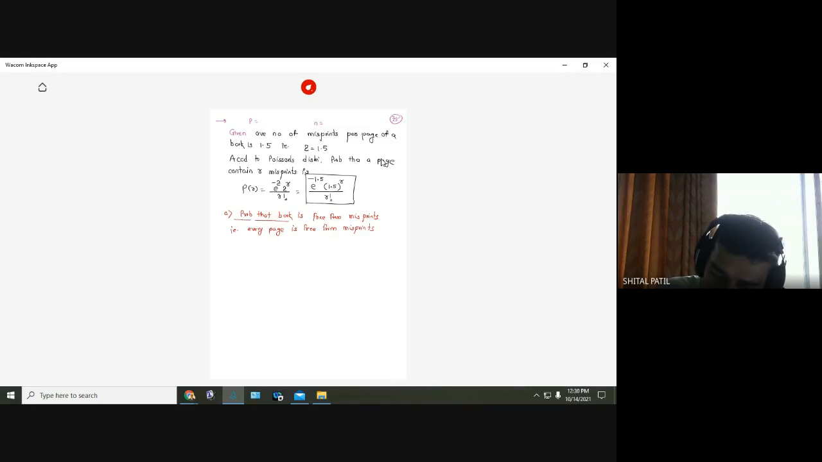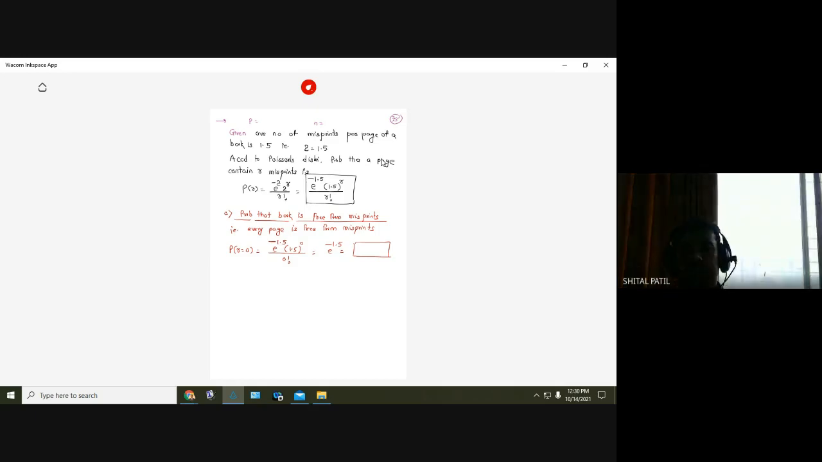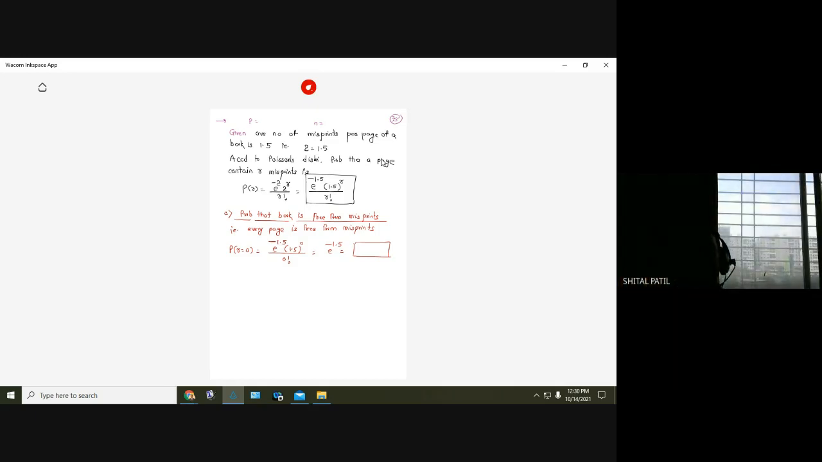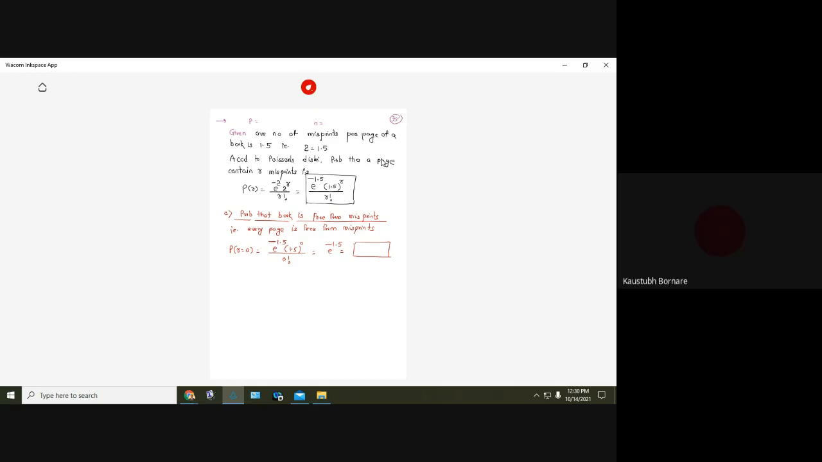Getting everyone? So probability of R equal to 0. Yes, what is this value? What did you get? 0.2231. Absolutely.